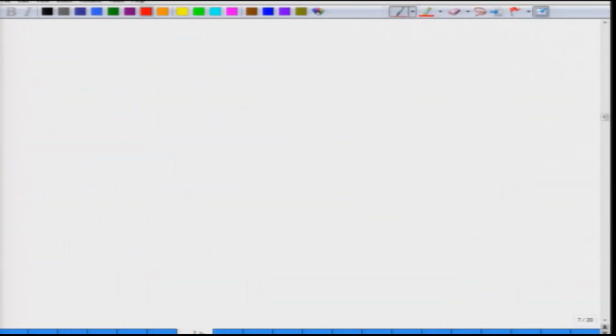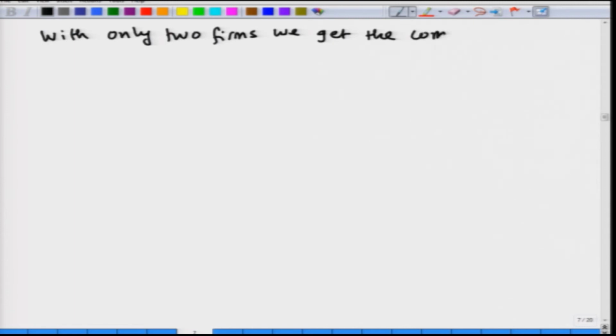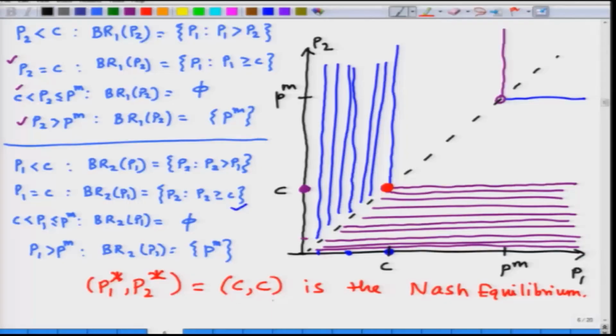So, the surprising part of this discussion is that with only two firms, we get the competitive solution. Right. With only two firms we get the competitive solution, because recall in a perfectly competitive market the price that is obtained in the market system is a price which is exactly equal to the marginal cost. Here also we have a setup where there are just two firms in the market.